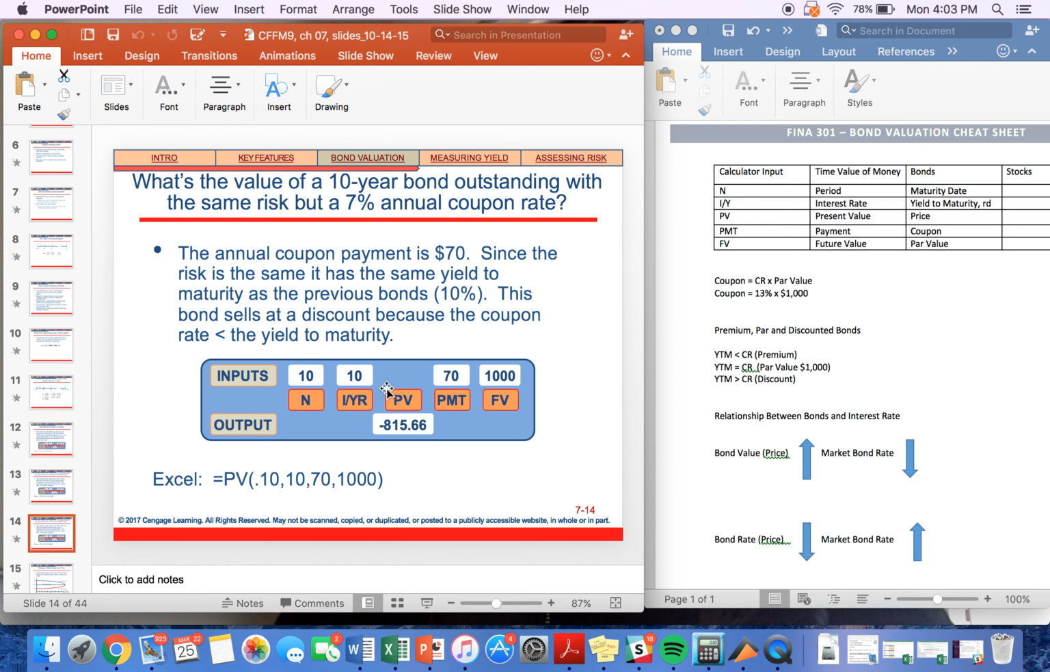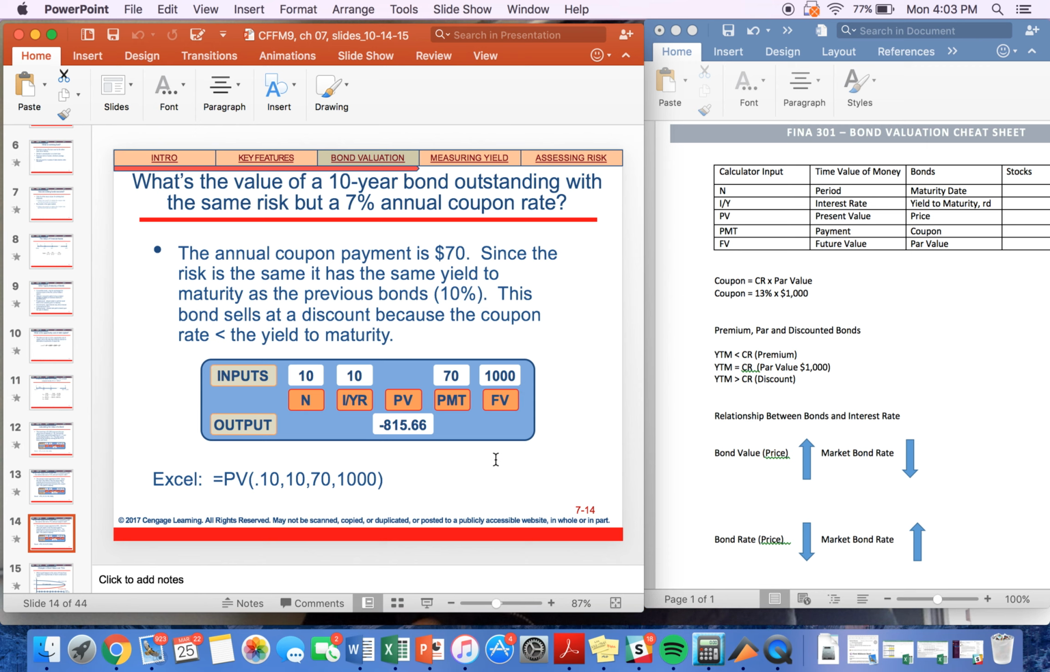So what's the real world scenario here? What this is saying is that the market's earning 10%. My bond is only earning 7%. Therefore, if I want to get out of this bond, I have to sell my bond to another bondholder at a discounted rate, right? That's the incentive for them to get involved here. I'll sell it to you for less than $1,000. You can buy it for $815 today. You're going to get $1,000 back in the future, okay? So it's at a discount because it's not worth as much.